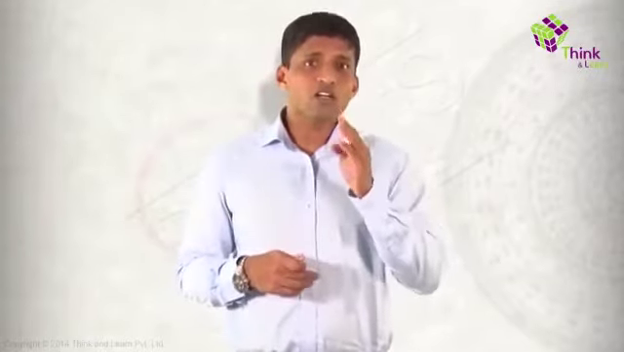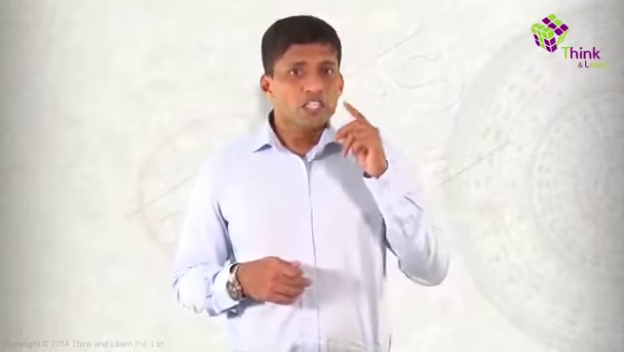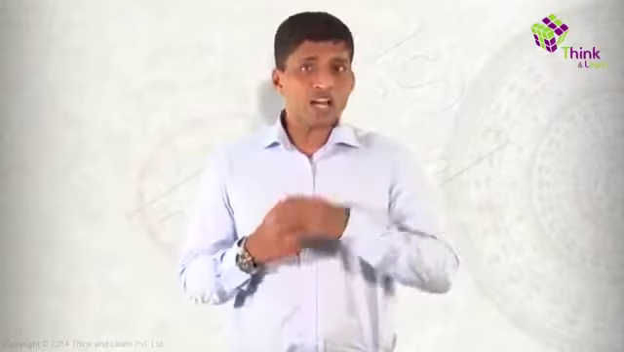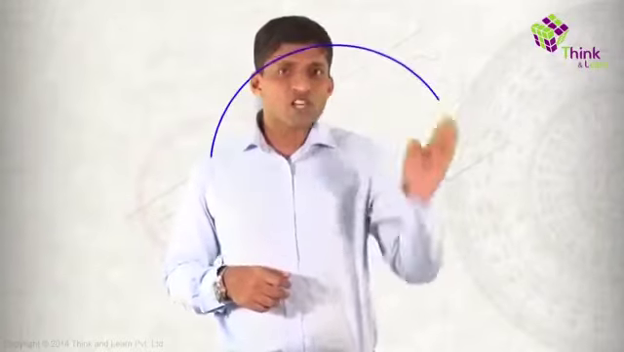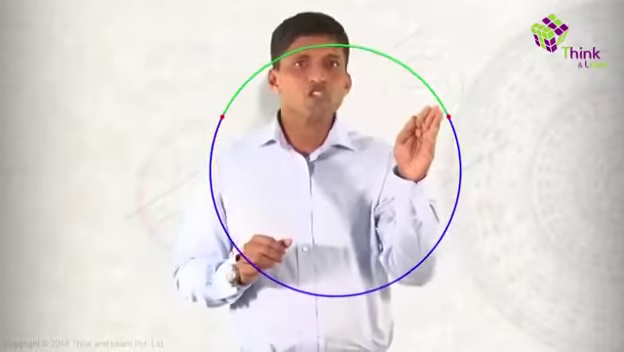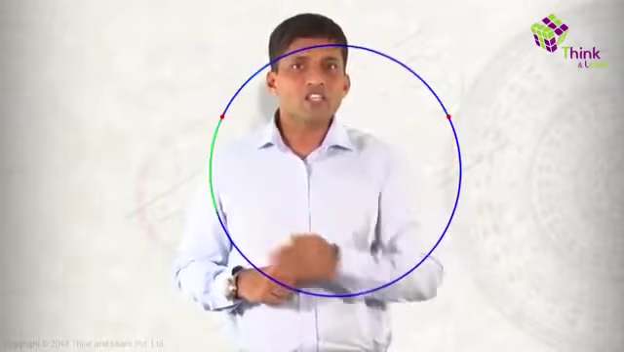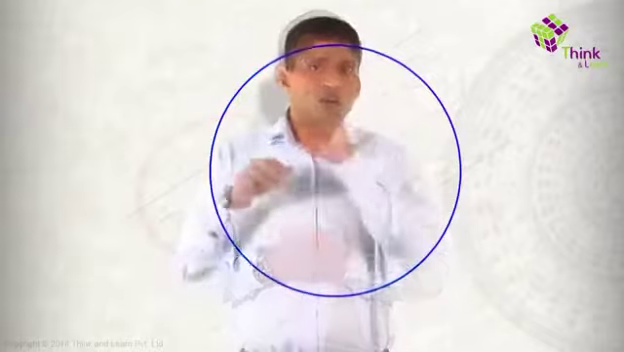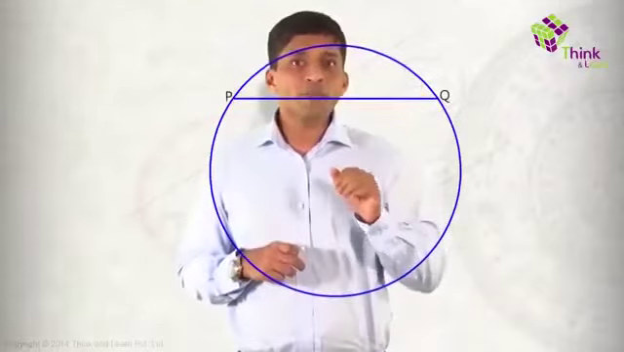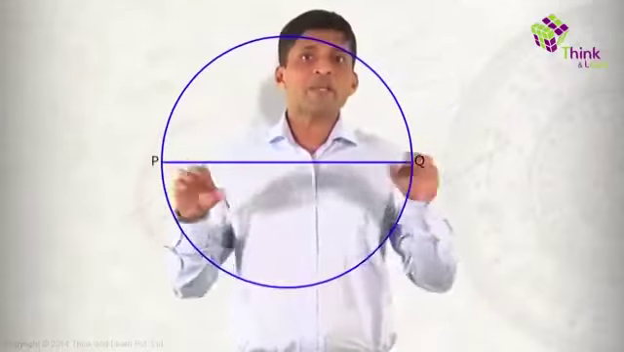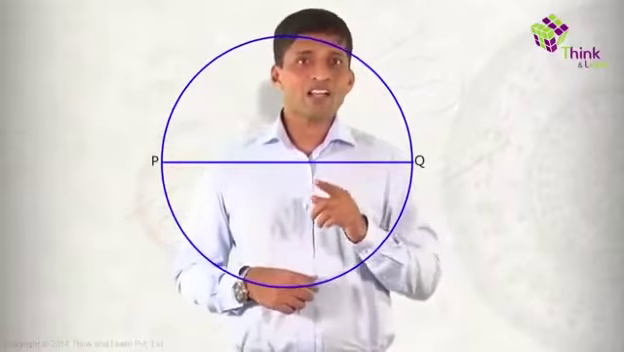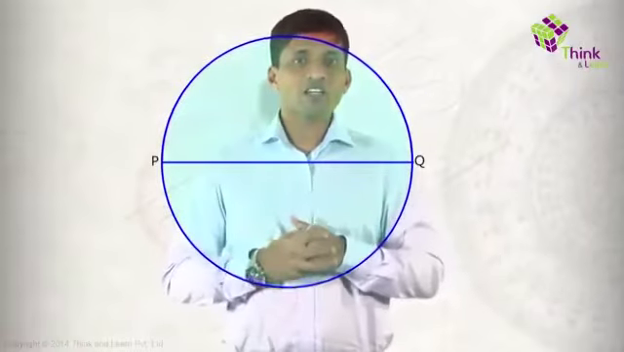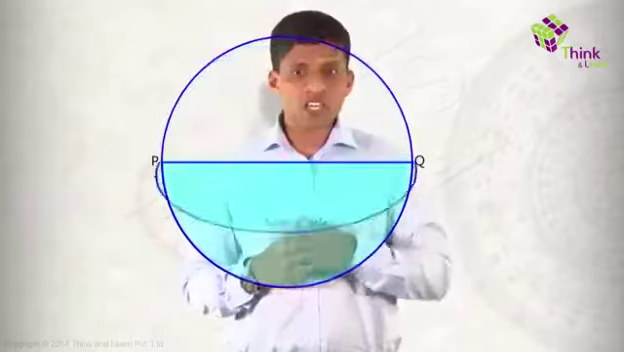Next, a piece of a circle between 2 points is called an arc. If I take this particular circle and these 2 points, this is called a minor arc and this is called a major arc. PQ is the chord here. Now when PQ is the diameter, both the minor arc and the major arc become semicircles.